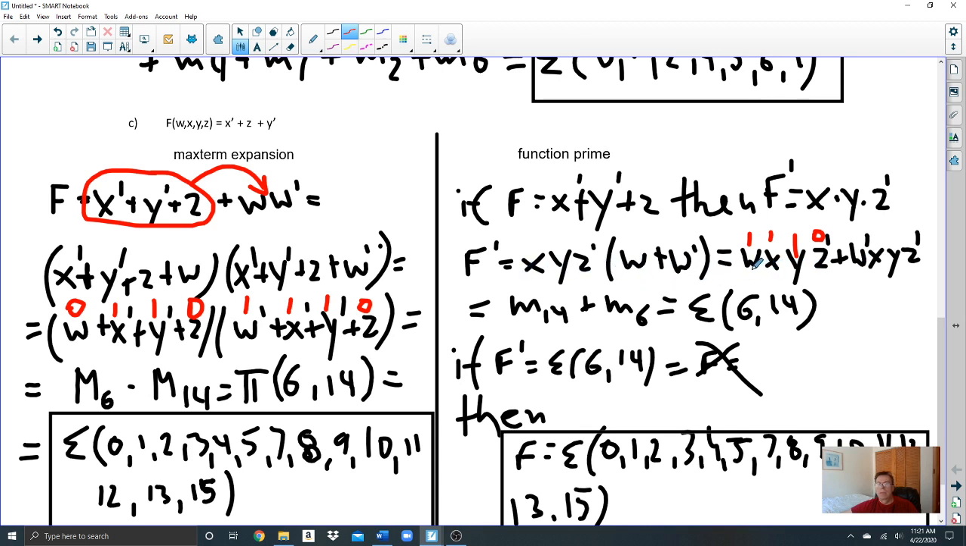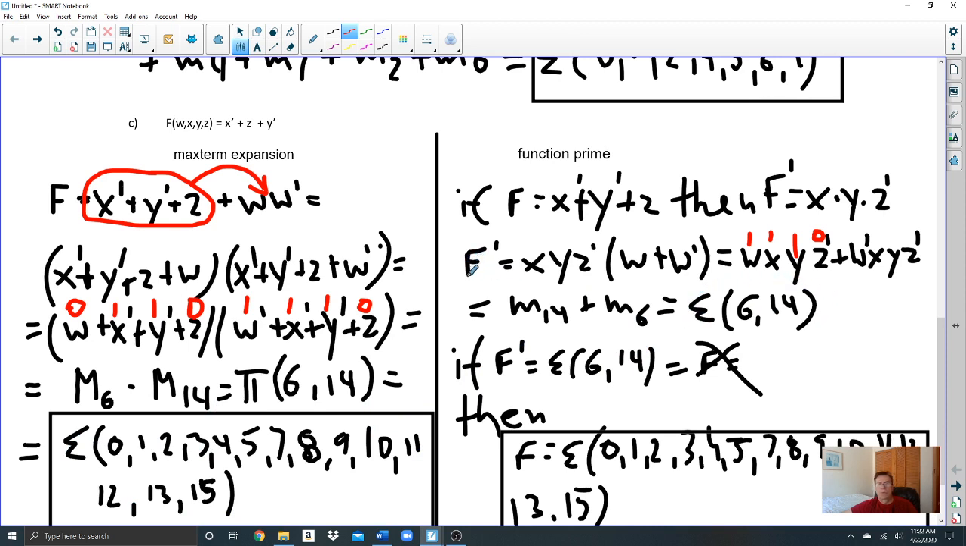Now I'm recognizing which minterm this is. W is here, x, y, z prime. So w, x, y, z prime is 1, 1, 1, 0. That's minterm 14. And this one is w prime, x, y, z prime. That's 0, 1, 1, 0, minterm 6. My f prime is the sum of minterms 6 and 14. That doesn't match this answer, because this answer is my function, and this is my function prime.